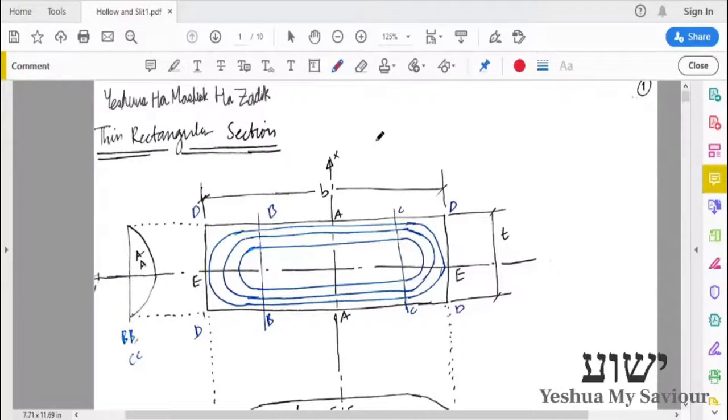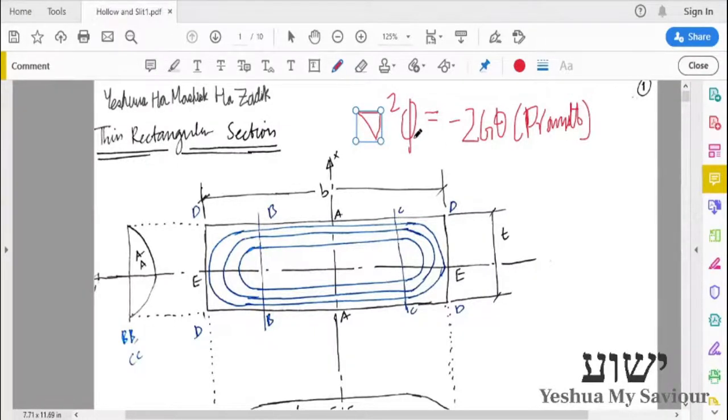So we have something like del square phi equal to minus 2 g theta. This is by Prandtl's method. This is the summary of Prandtl's method, where phi is the stress function, theta is the twist per unit length, g is the modulus of rigidity, and so on.